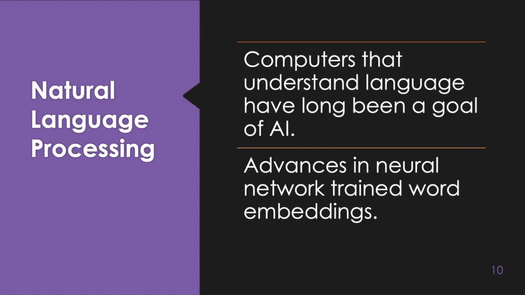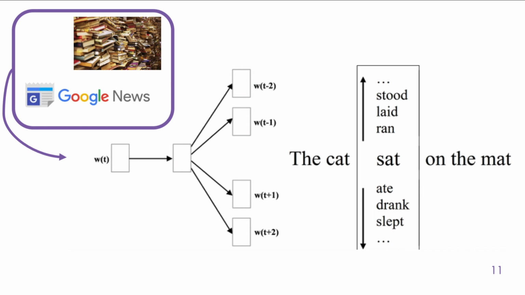Computers that understand natural language have long been a goal of AI, and advances in neural network trained word embeddings can help advance us in that goal. Although this is not new, the idea of creating word embeddings was made much more accurate in 2013 when Google introduced Word2vec. Word2vec, for those who might be unfamiliar, is basically the idea that based on the context around a word, we can predict what word is missing.